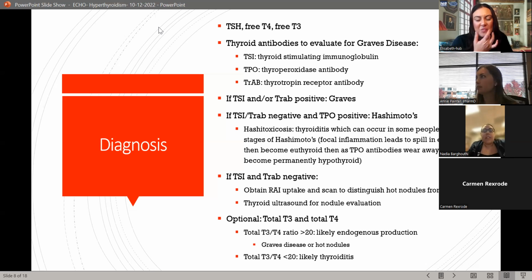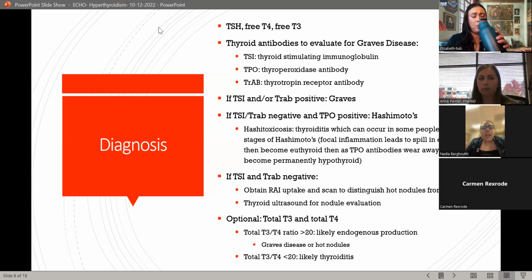If all the antibodies are negative, then you know they don't have Graves' disease, and you want to get a radioactive iodine uptake and scan. That's to help us tell if there are hot nodules or if it's a thyroiditis where we don't need to do anything. And you can get a thyroid ultrasound to look at nodules as well.